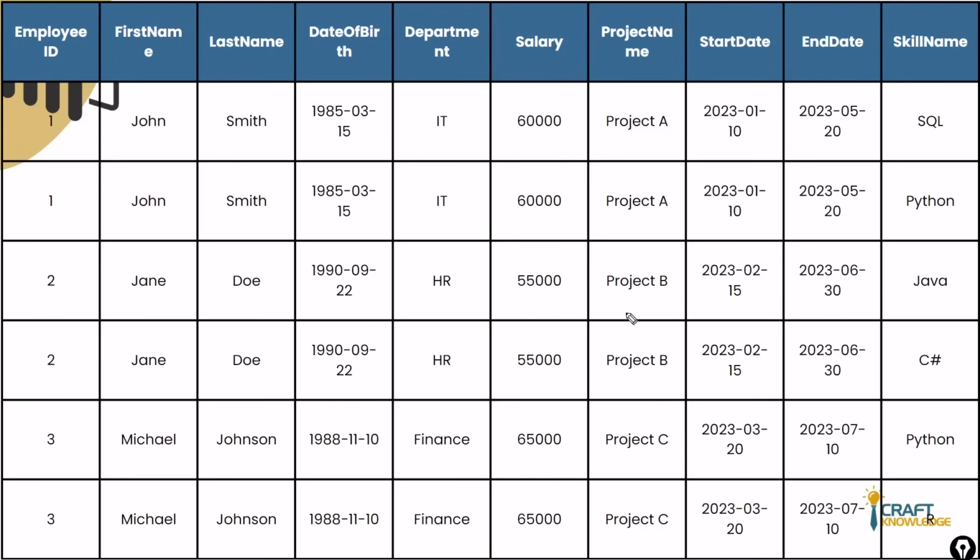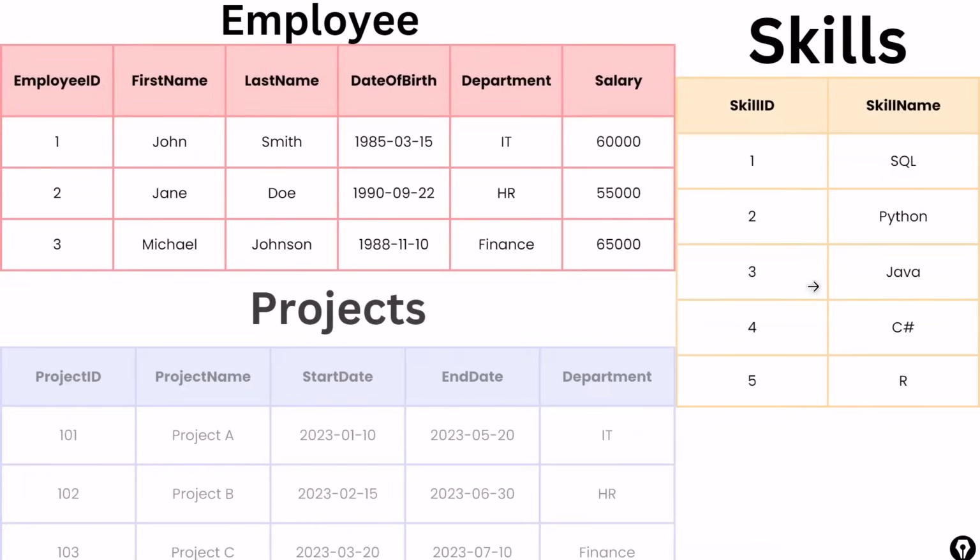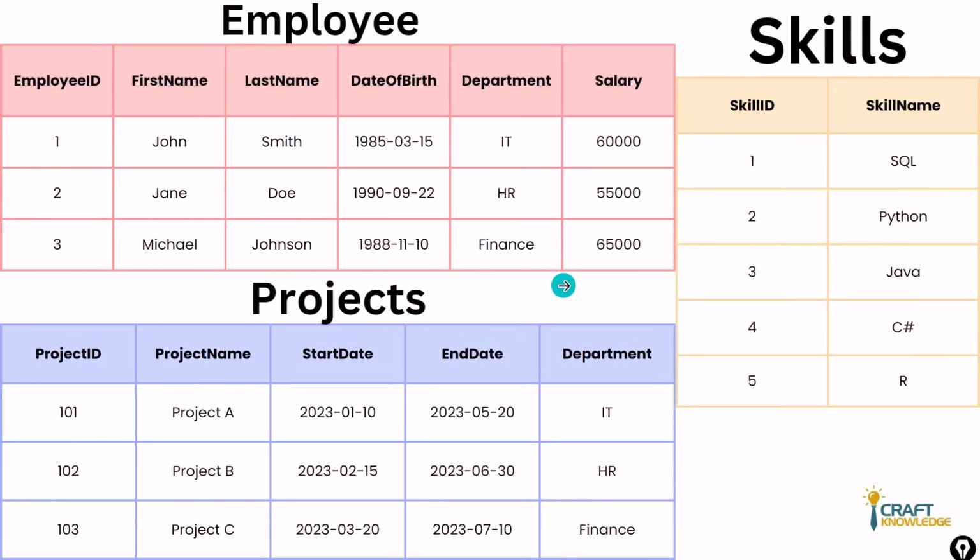So if we normalize this data set, it would look something like this. What do we mean by normalization or denormalization? Here we have divided that one table that we had in the previous slide into three further tables. For example, here in the employee table, we have employee ID, that is a new column. Then we have first name, last name, date of birth, department, and salary. That is common for all the employees. Since we had 3 employees, John, Jane, and Michael, we have only 3 rows over here, right?